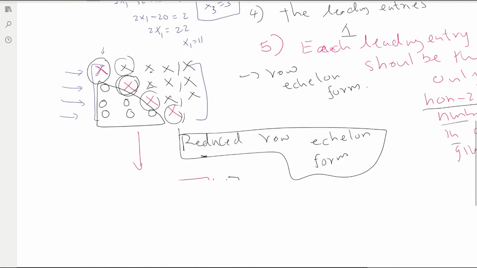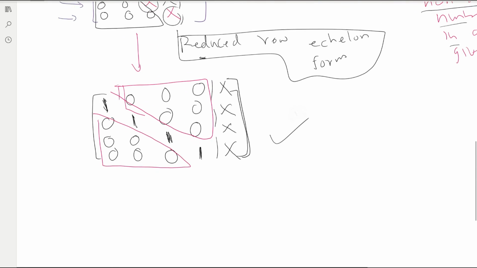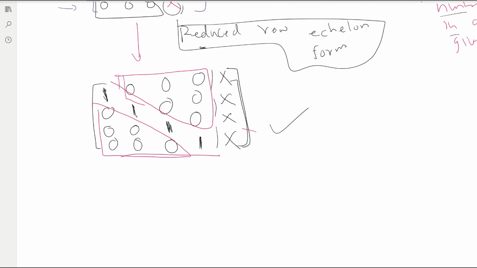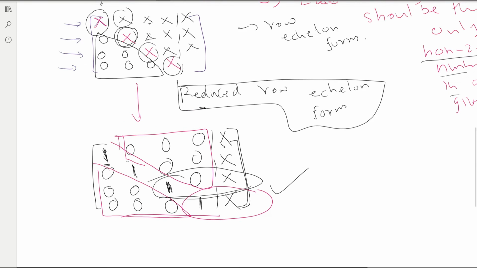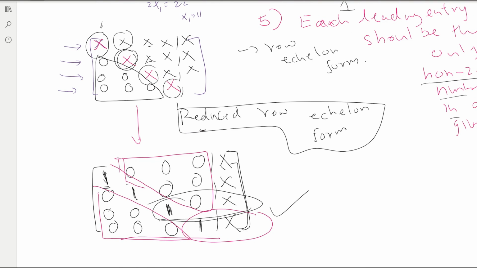But in reduced row echelon form, look at this. The third row will exactly say what x3 is. The second row will exactly say what x2 is. The first row will exactly say what x1 is, because everything else is 0 except this is 1, and the right hand side. So that's the good thing about reduced row echelon form. But for both forms, row echelon form or reduced row echelon form, to get the solution you have to do a little bit of work.